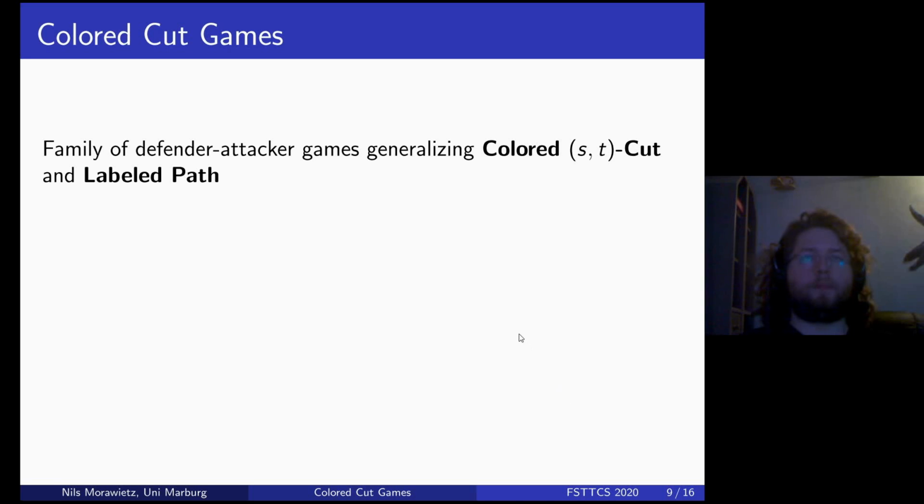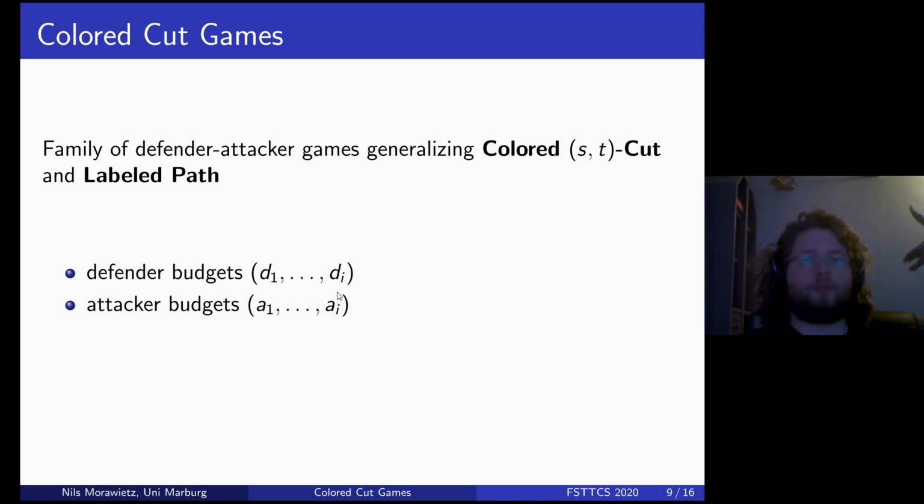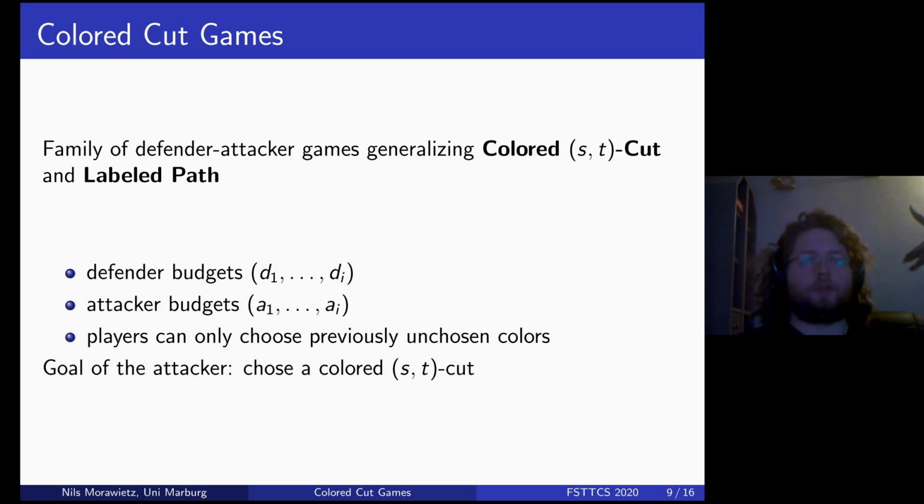In general, they are defined in the following way: they generalize both the colored ST cut and the labeled path problem. To do so, we have budgets for each of the turns of the agents. The defender is allowed to choose D_j many colors in his j-th turn, and the attacker is allowed to choose A_j many colors in his j-th turn. These two players play in an alternating fashion. They choose colors in each of their turns, and they are not allowed to choose previously chosen colors. The goal of the attacker is to complete a colored ST cut.